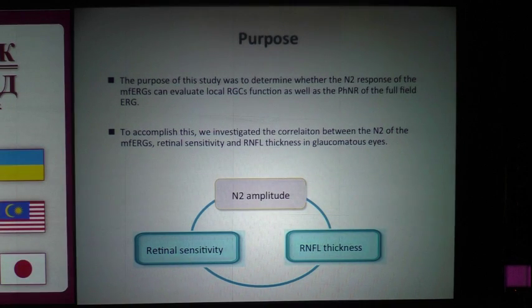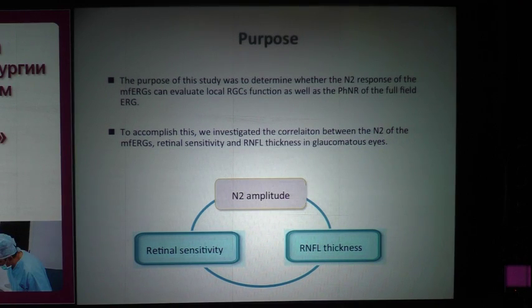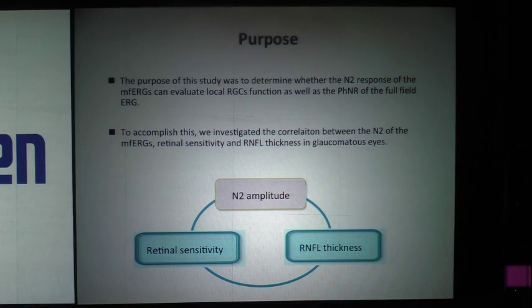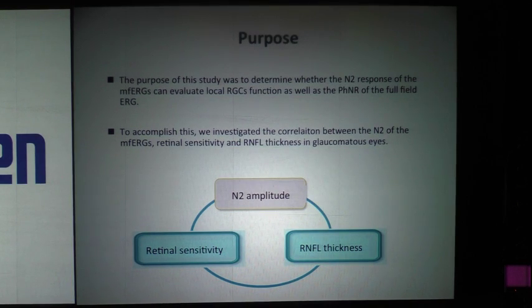Next, please let me introduce our recent study about multifocal ERG and glaucoma. The purpose of this study was to determine whether the N2 response of the multifocal ERGs can evaluate local retinal ganglion cell function as well as the PHNR of the full-field ERG. To accomplish this, we investigated the correlation between the N2 of the multifocal ERGs, retinal sensitivity, and RNFL thickness in glaucomatous eyes.